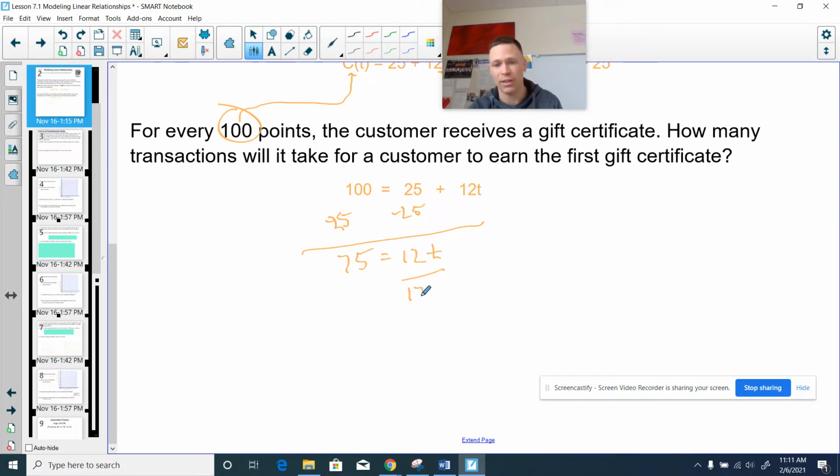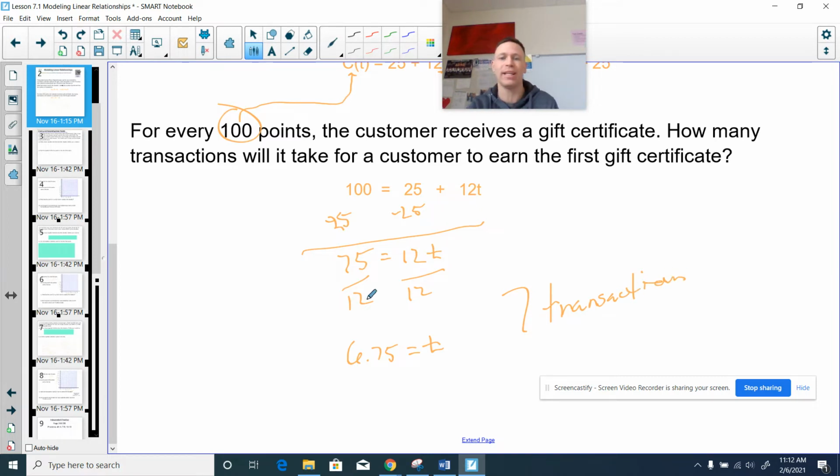And now I got to divide by 12 on both sides. And when I divide by 12, I believe I get 6 point, so t equals 6.75. Now, we got to go a little bit further in this question because we're not going to be able to do 6.75 transactions, right? It's not possible to do a partial transaction. So what we have to do is round this up to the next one. And so we're going to say 7 transactions.